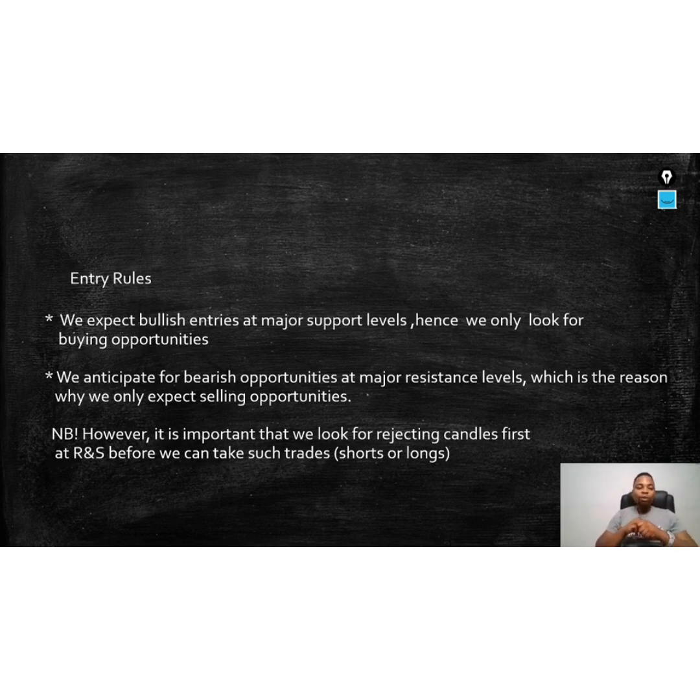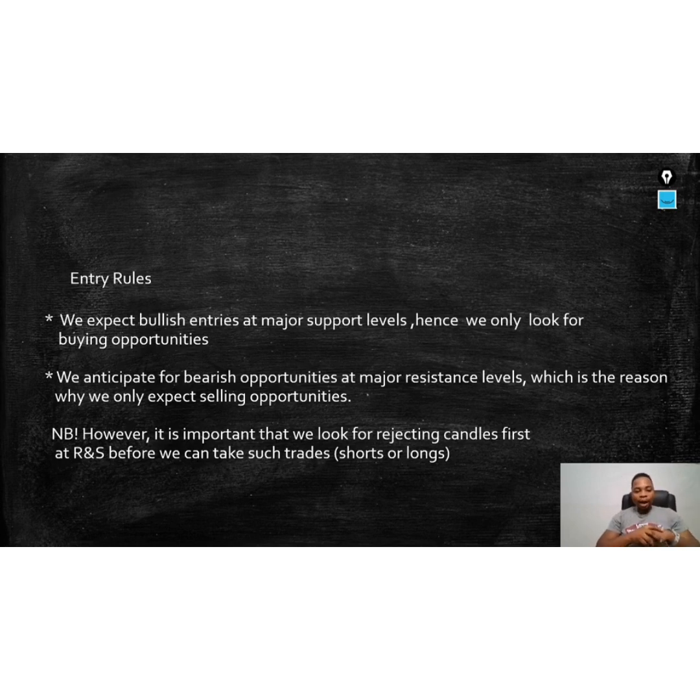The only thing that we are looking for is selling opportunities, because our graph is at the highest level, as I've shown you in the demonstration that I did. When you are at the highest resistance level, the only thing that makes sense is to look for selling opportunities.